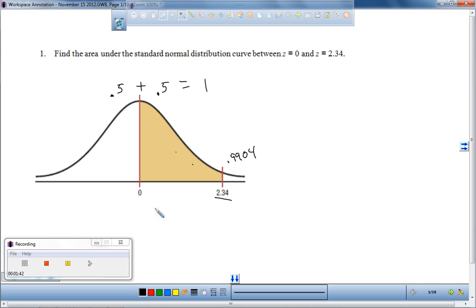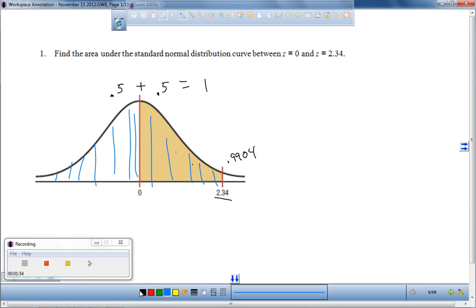But the table value doesn't give us just the shaded area here. It gives us this area as well, and it keeps going. So it gives us all of this area. If we shaded all that in, that's what it's giving us. But we only want from the 0 to that. Now we could go look up the 0 value, but that's going to be 0.5 because, again, half of our graph is represented on the left.